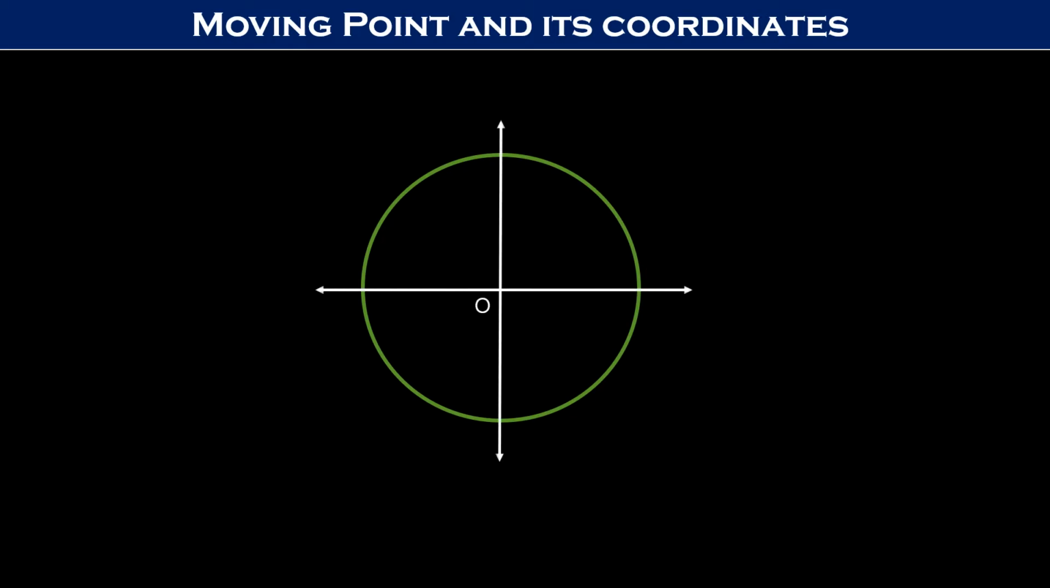Before starting the trigonometric functions, one more thing that we have to be aware of is a moving point and its coordinates. For that we will take a unit circle. On that we will take a point P with coordinates x and y. Theta is the angle that OP makes with the x-axis. Now we are going to see how P is moving and how x and y are changing as theta is changing.